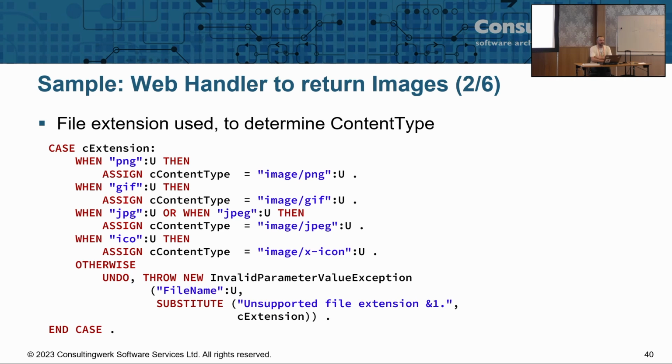When a file extension is used, then we can determine the content type based on that file extension. To stay with the sample of images, PNG, GIF, JPEG, an icon. And otherwise we can return an invalid parameter value exception, and that will cause probably a 500 error.